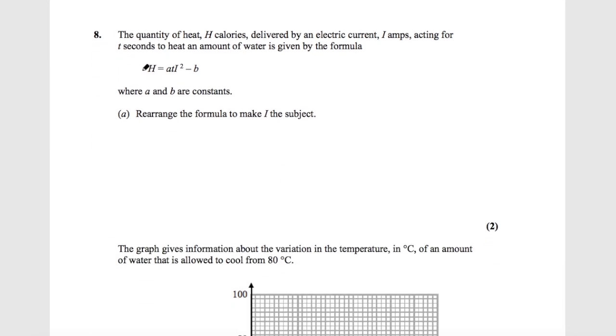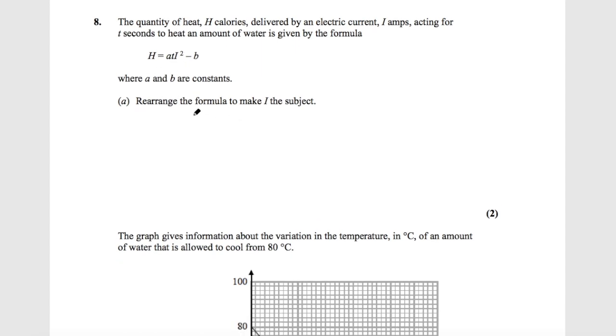Question 8 says the quantity of heat, H calories, delivered by an electric current, I amps, acting for T seconds to heat an amount of water is given by the formula H equals AT I squared minus B, where A and B are constants. Rearrange the formula to make I the subject.